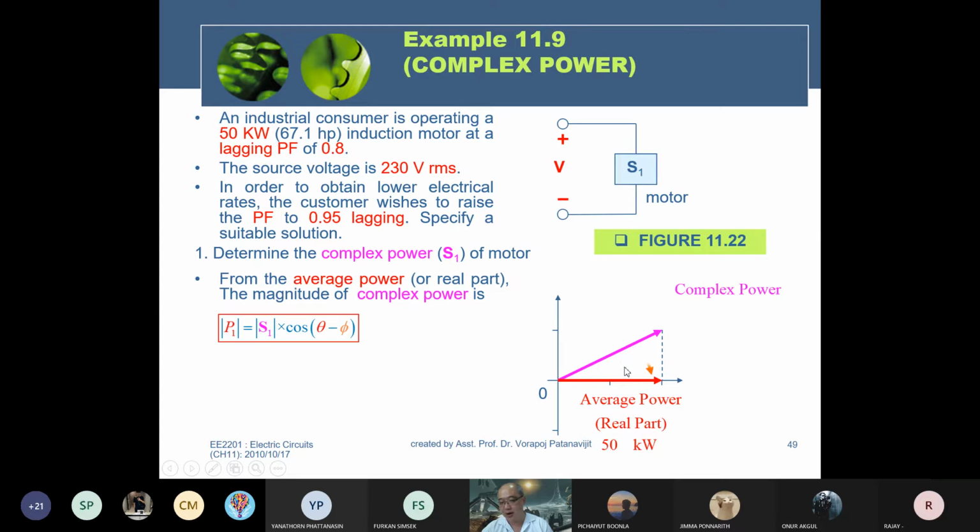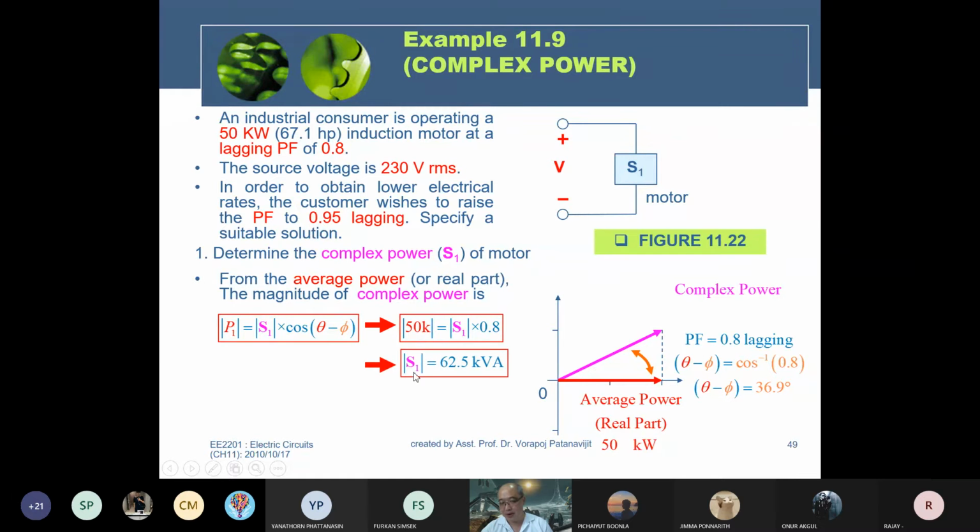The angle of the complex power is the angle whose cosine gives you the power factor, and this value is about 37 degrees. Now you can find the apparent power, or the complex power magnitude. It is 50 kilowatt divided by 0.8. The complex power equals 62.5 kVA.